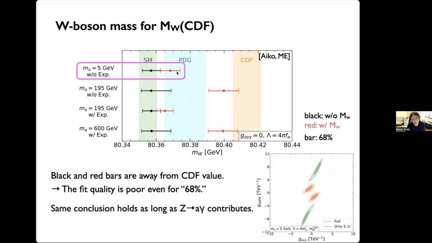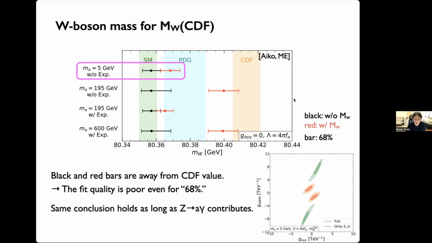I mean that the goodness of fit is calculated from this difference, the difference between the red bar and this experimental data. Therefore, the fit quality is very poor in this case.